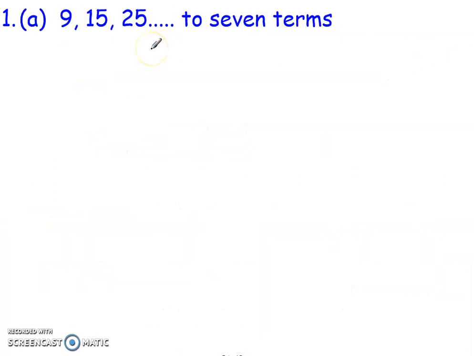So the first question, I've got 9, 15, 25 and so on, and I want to calculate the sum of that to 7 terms. Remember, the formula for the sum, S_n, is equal to a(1 - r^n) over 1 - r. As we said in the previous video, to calculate the sum we need 3 things: n, the number of terms, a, the start, and r, our common ratio.